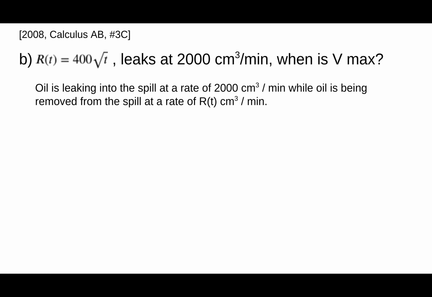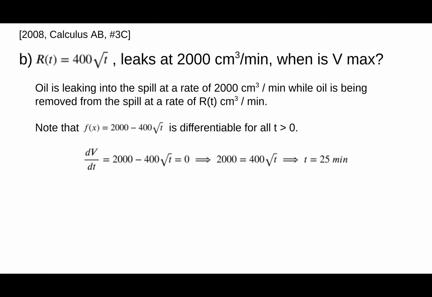All right, well, oil is leaking into the spill at a rate of 2,000 cubic centimeters per minute, while oil is being removed at a rate of r of t cubic centimeters per minute. Note that this function, 2,000 minus 400 square root t, is differentiable for all positive values of t. This is important because we're going to need to take a derivative here or make some assumptions about this particular expression, which may require that it be either differentiable or continuous.